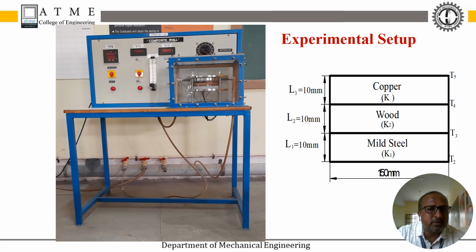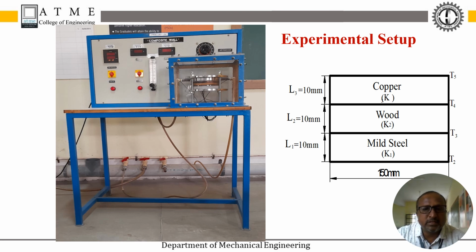The cooling water is also connected, and the power cable is put into the wall socket. As I said, three different materials are taken: mild steel, wood and copper. All are of the same thickness. L1 is the thickness of mild steel, L2 is the thickness of wood, and L3 is the thickness of copper. You can also take different thicknesses, it doesn't matter, but in this case we have taken the same thickness, though the L1, L2, L3 values may be different also.